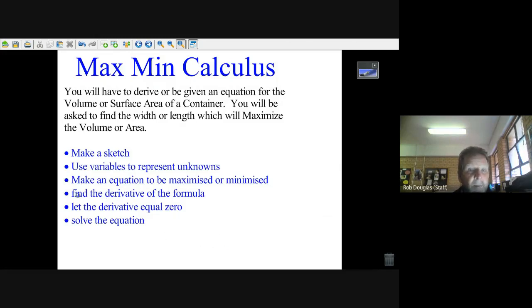After you've got the equation, you've got to find the derivative of that equation. And then to find the max and the min, just like you would with a cubic function, you let the derivative equal zero. You find out where the gradient, the tangent, is zero. Then you solve that equation, and you'll end up with your local maximum or minimum. You'll end up with a solution to the question.